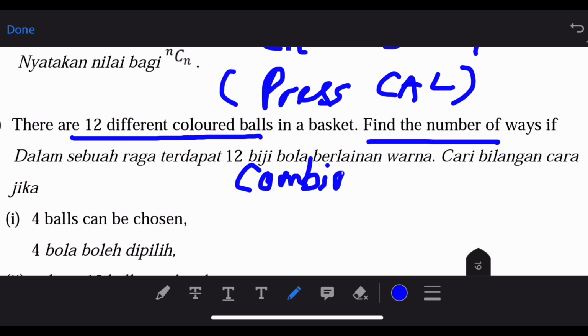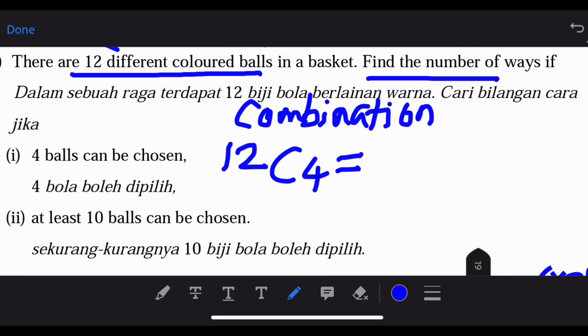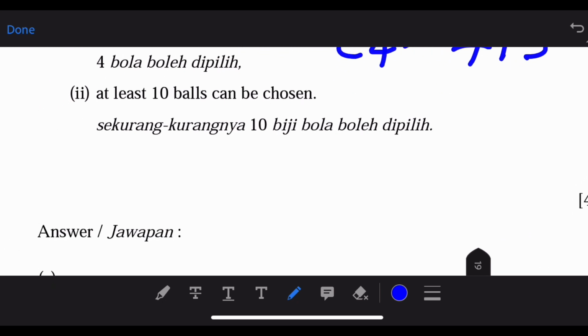For B, there are 12 different color balls in a basket. Find the number of ways if 4 balls can be chosen. So this is a combination. So it's 12C4. So you just press your calculator to get the answer. It's 495. Alright, so the part 2, at least 10 balls can be chosen.